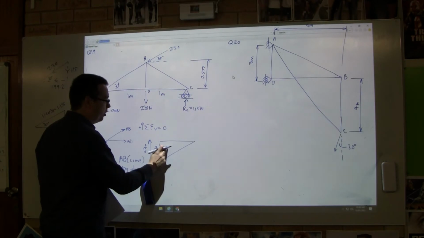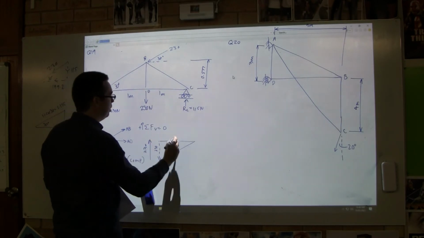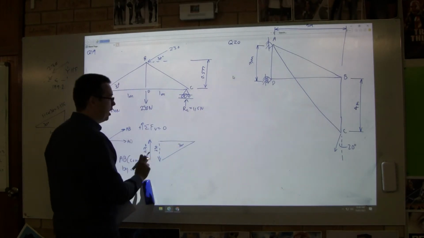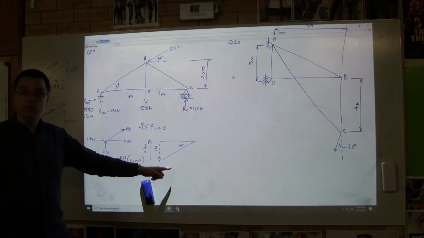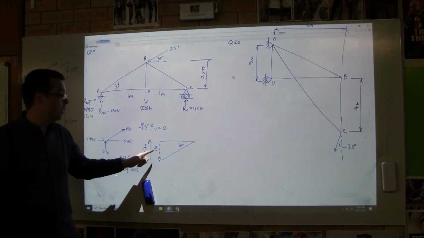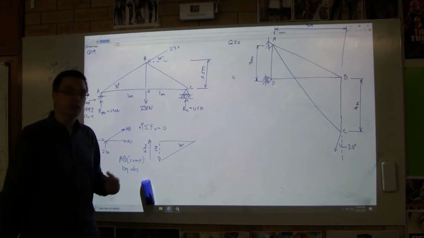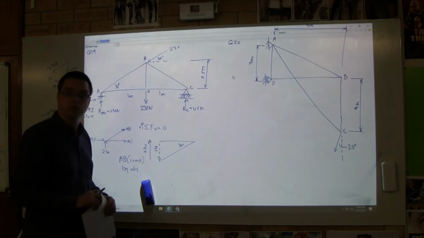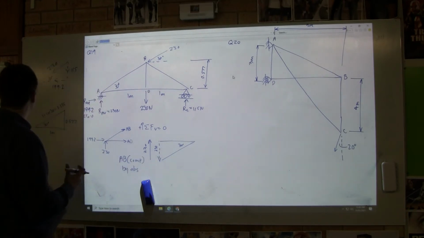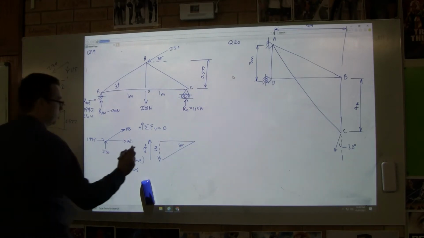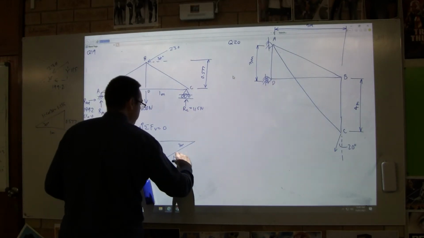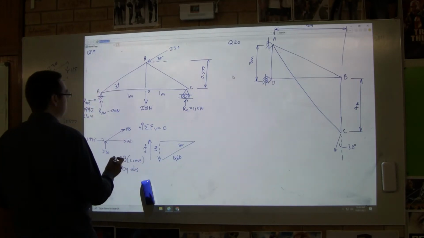And if we know this size, well, this is a 30-degree triangle. We've said before that the long side of a 30-degree triangle is always double the short side. So what's this value going to be? It's going to have to be 460, right? Because it's twice the value. So it gives us 460 in compression.